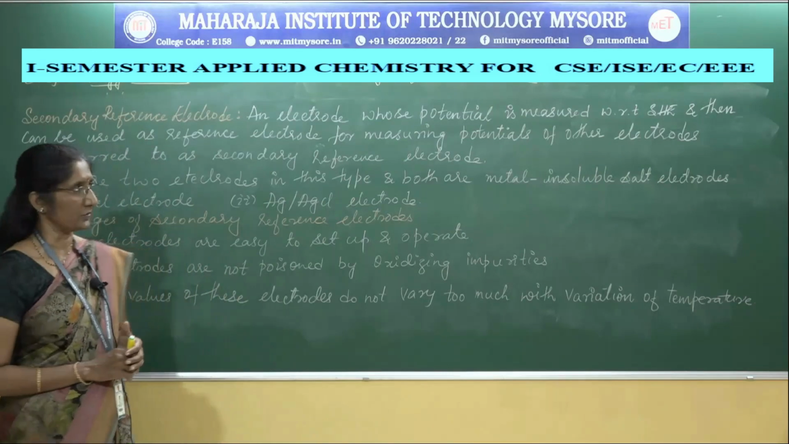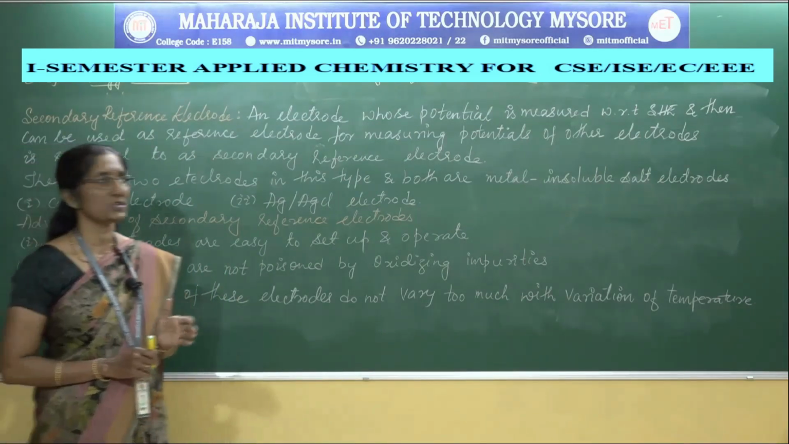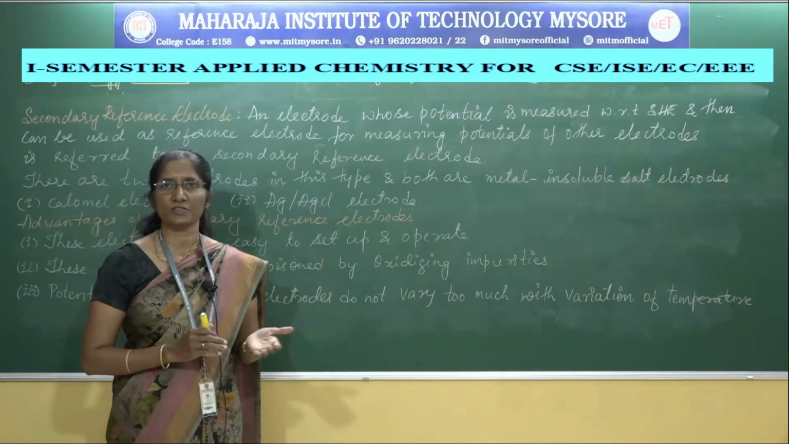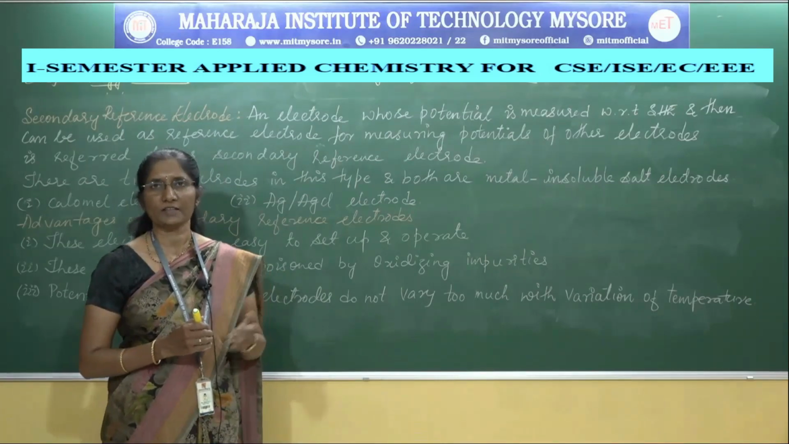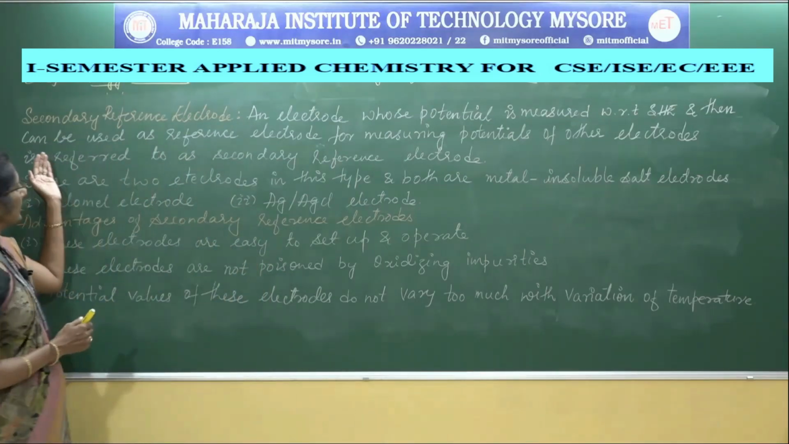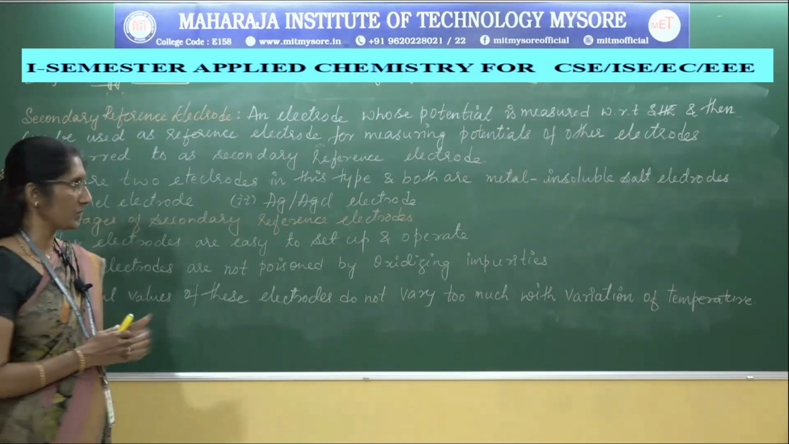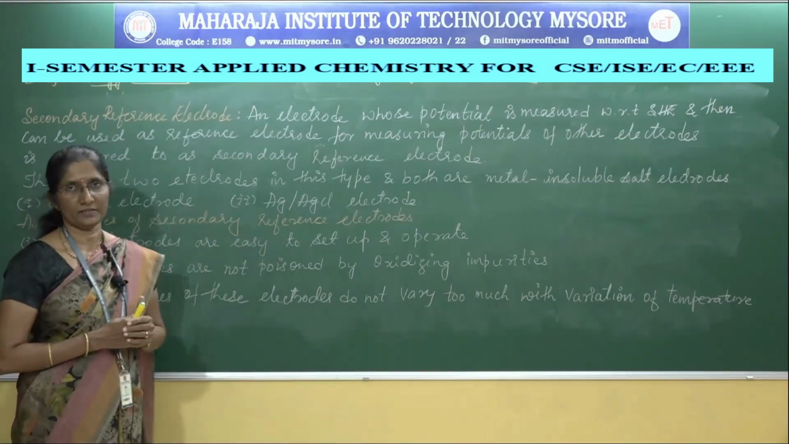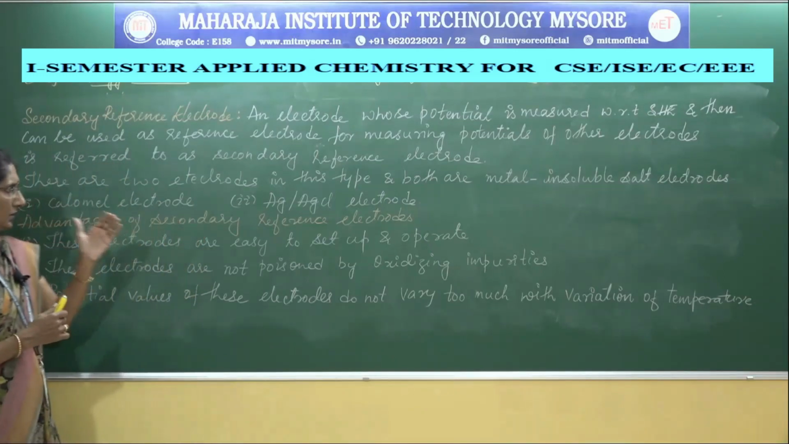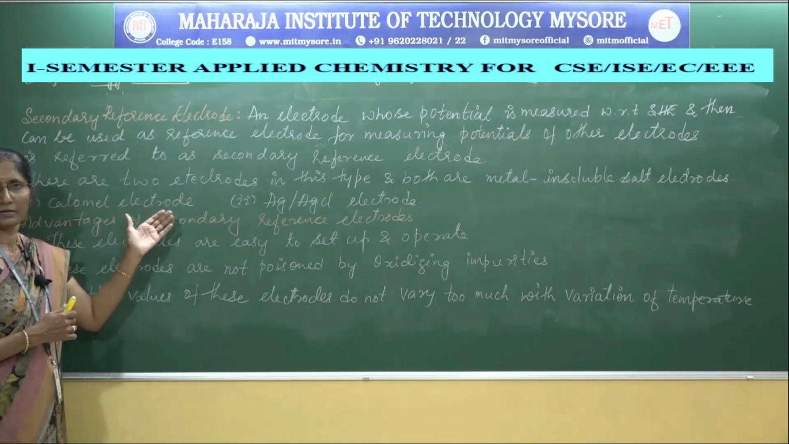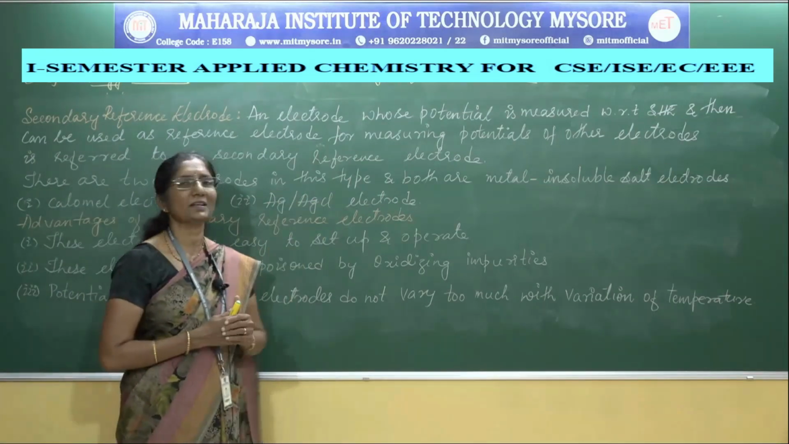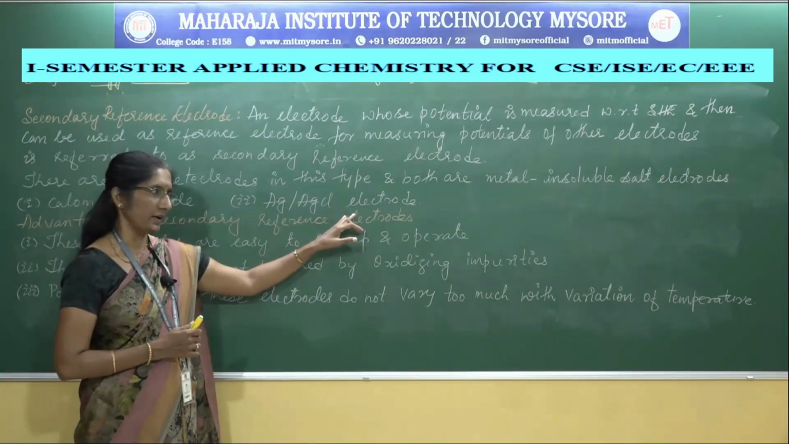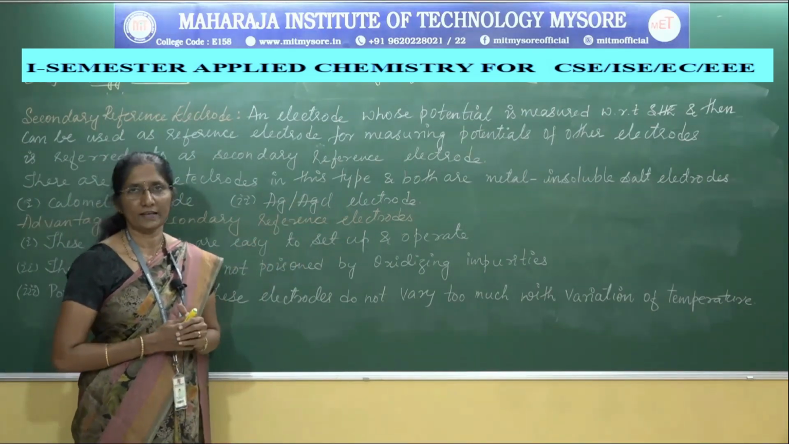Then what are secondary electrodes? An electrode whose potential is measured with respect to SHE. That means these electrodes are first coupled with SHE, the potential of these electrodes is measured, and then they can be used as reference electrodes for measuring the potential of other electrodes. There are two examples of this type of secondary reference electrode, and both are metal insoluble salt electrodes: the calomel electrode and the silver chloride electrode.